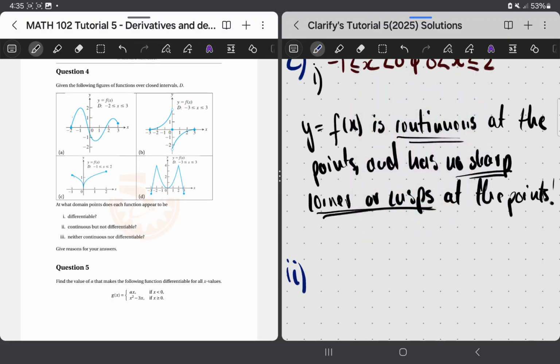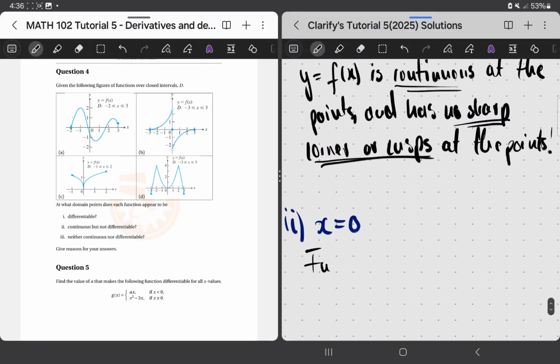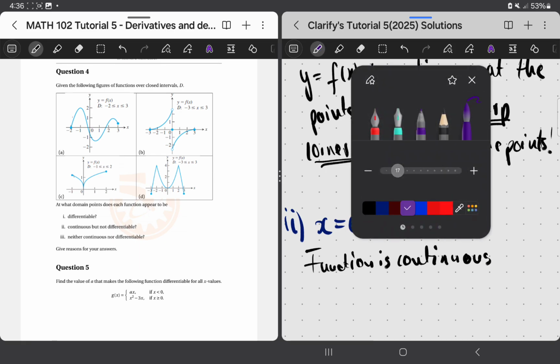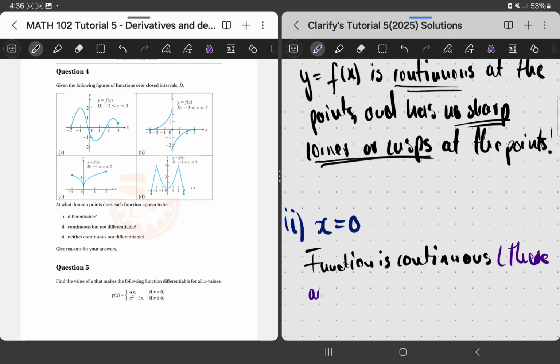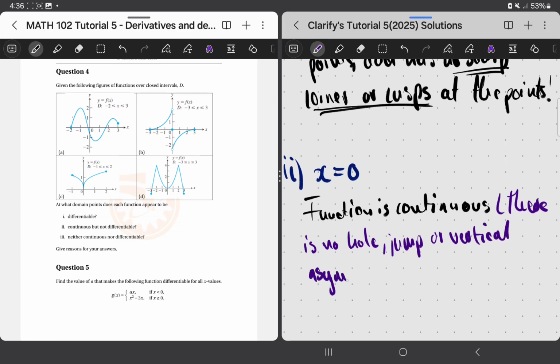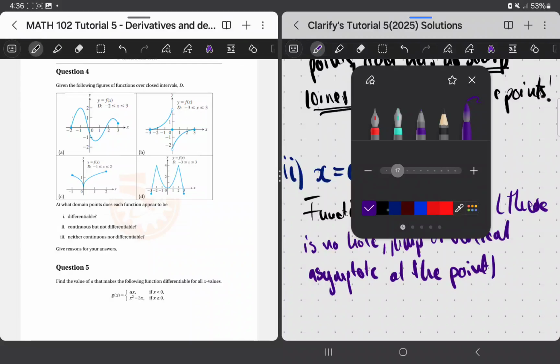Those are the points. Now part II says continuous but not differentiable, and that is at x equal to 0. Here it is continuous, but it's not differentiable because it has a cusp. Now what is the reason? You can say the function is continuous. Why is it continuous? Because there is no hole, jump, or vertical asymptote at the point, okay?